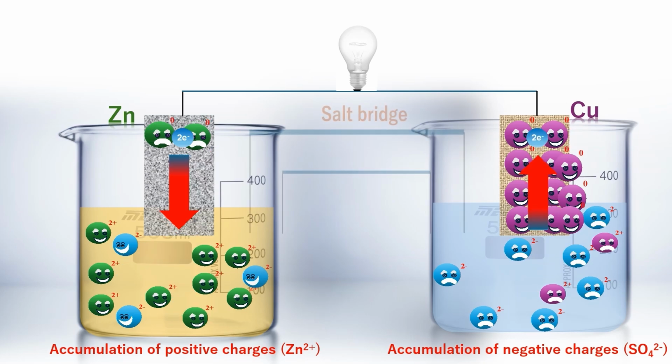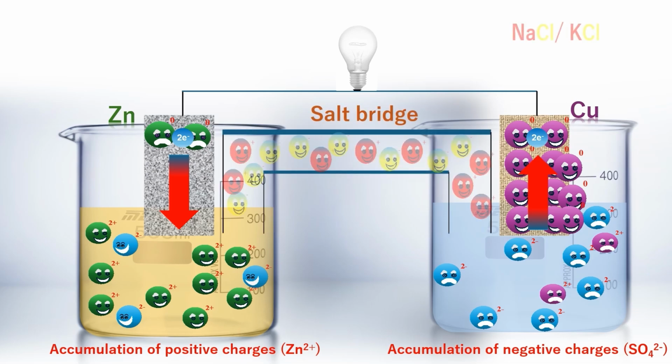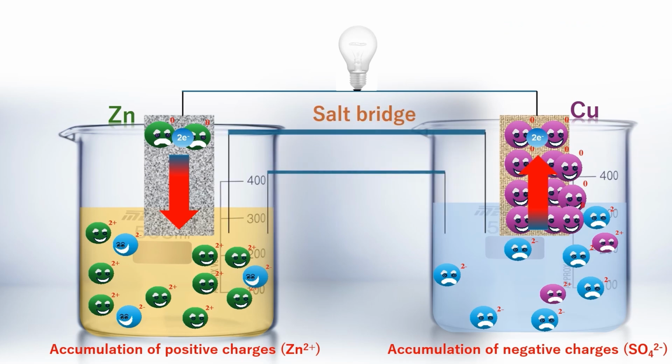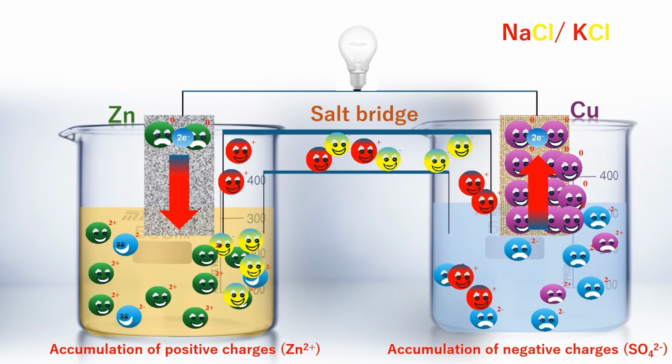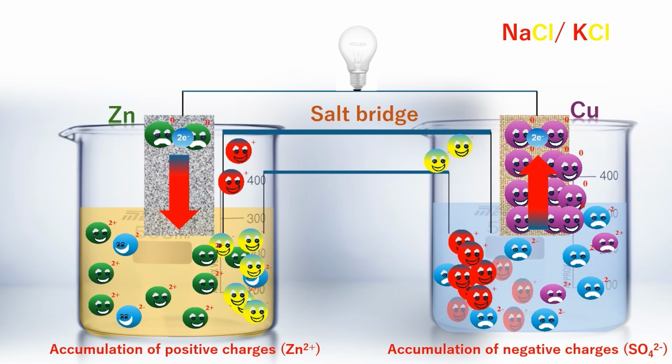A simple solution to this problem is the salt bridge. It is an inverted U-shaped tube containing inert electrolytes, like potassium chloride or sodium chloride. In order to balance the electrical neutrality, for every excess Zn2+ ion, 2 chloride ions move towards the left due to the force of attraction, and for every excess sulfate ion, 2 potassium ions move towards the right side.